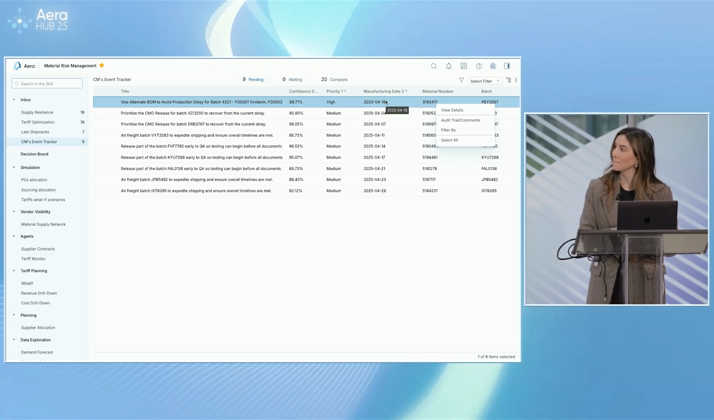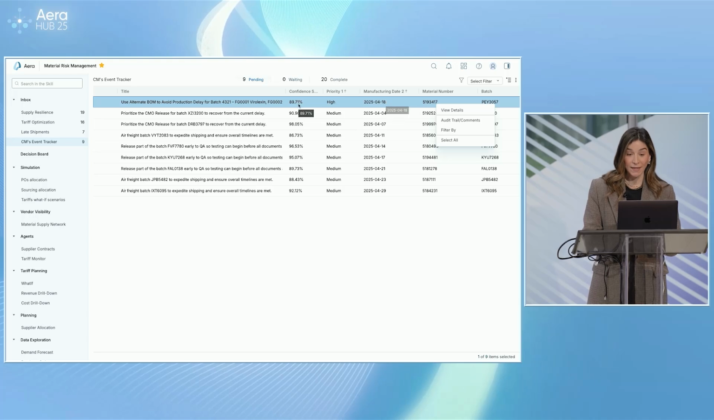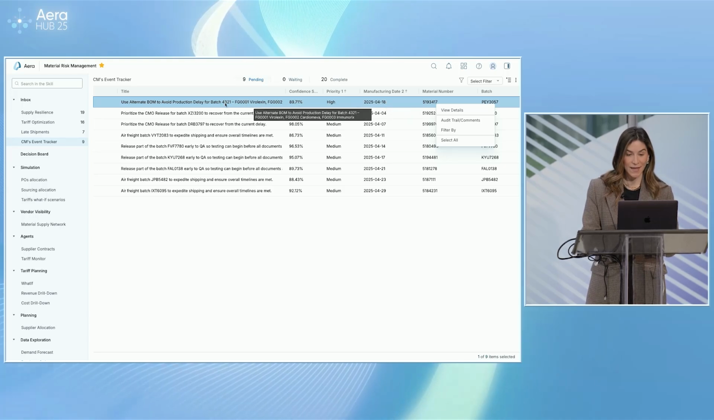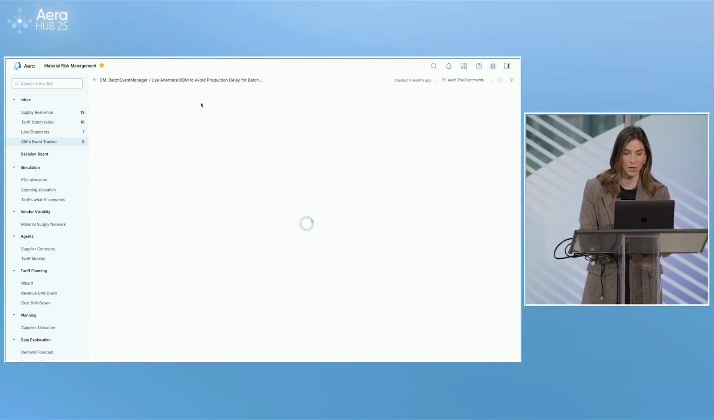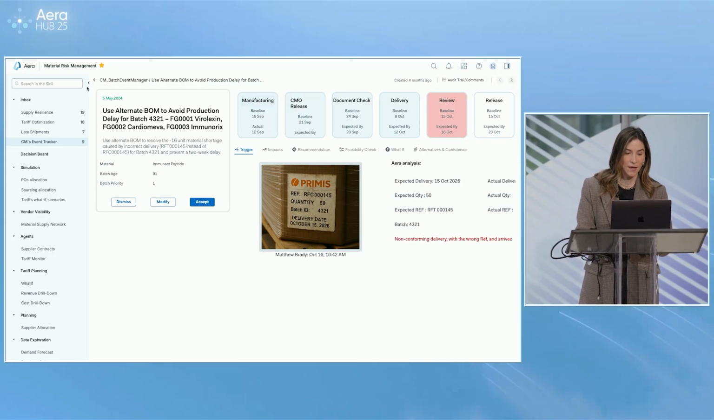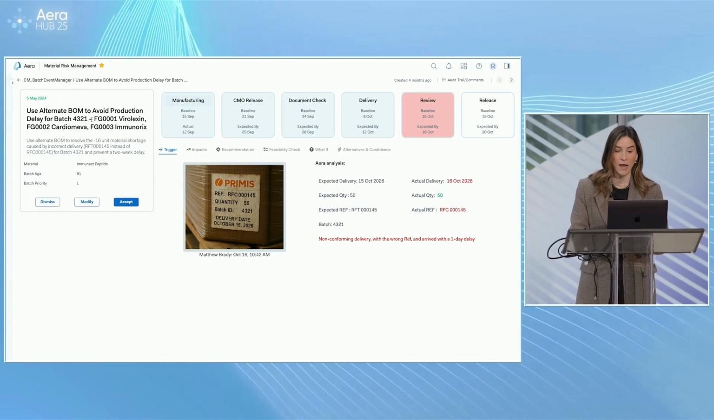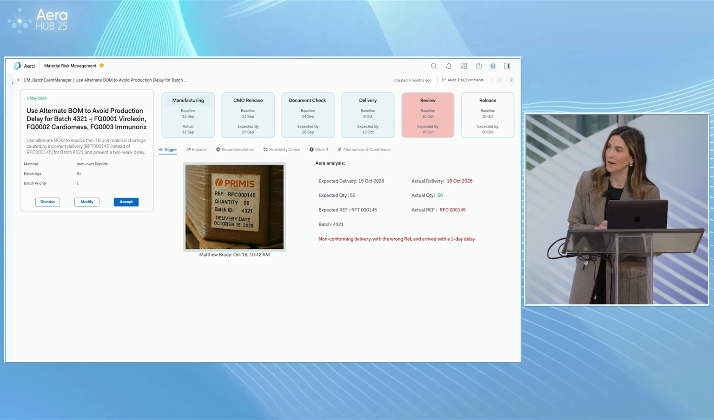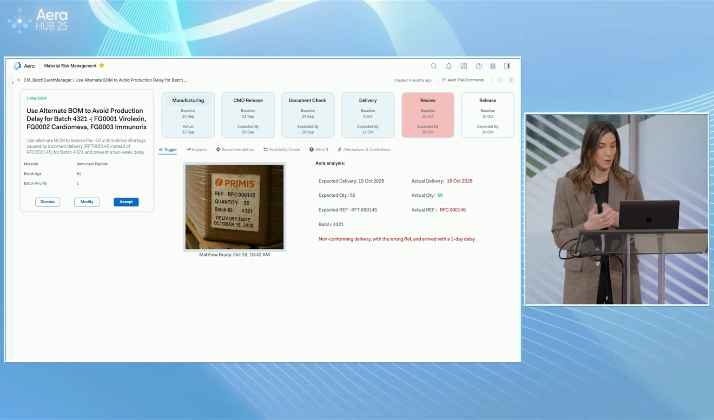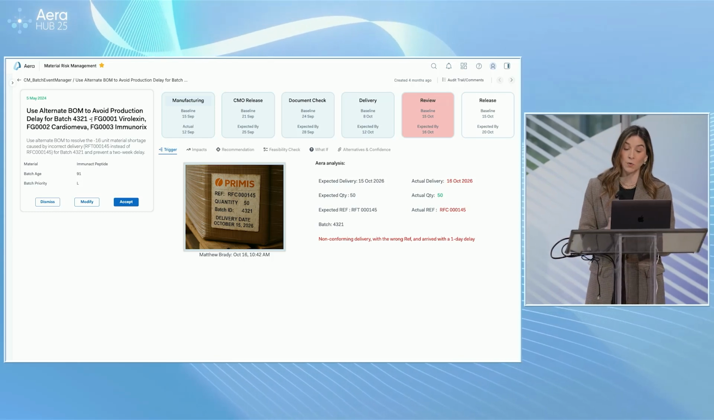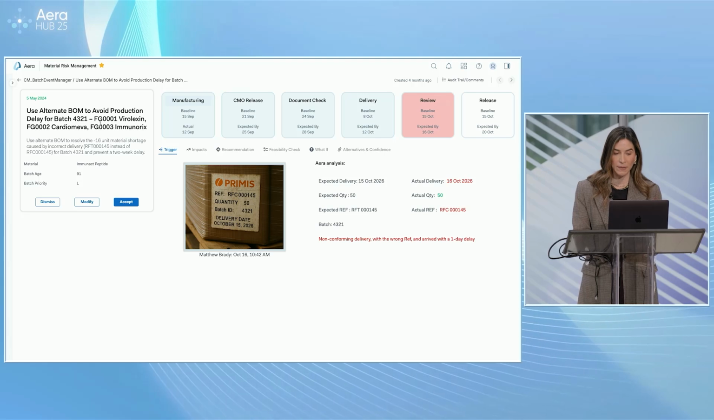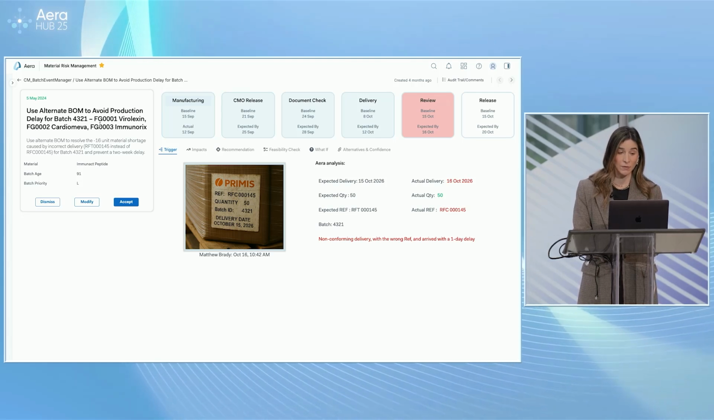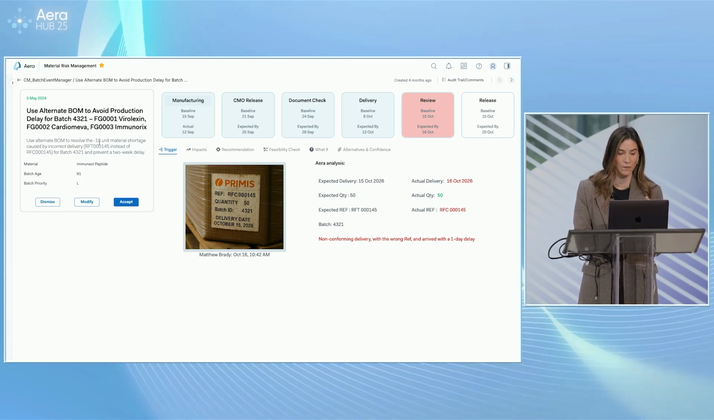And can you get the full explanation of those decisions before you accept them? Yeah, let's dig into one. This one is actually related to that production delay that we saw earlier, and it's telling me that Aera is recommending that I use an alternate BOM, or bill of materials, due to a non-conformance. On the left side, I see in plain language what the recommendation is telling me to do, with additional verbiage on what happened.